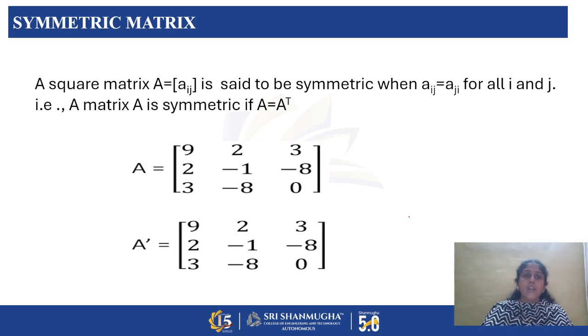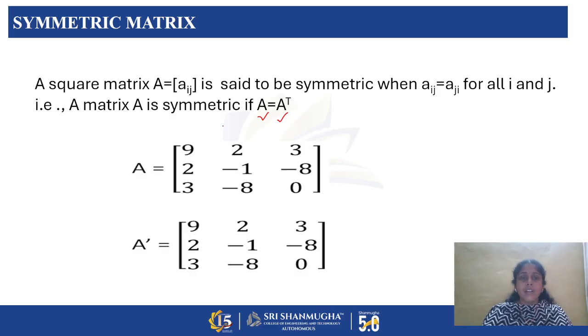Symmetric matrix. A square matrix is said to be symmetric when A and A transpose are the same. Whenever I have a matrix A, and I find A transpose for it, if A and A transpose are the same, we say it is a symmetric matrix.